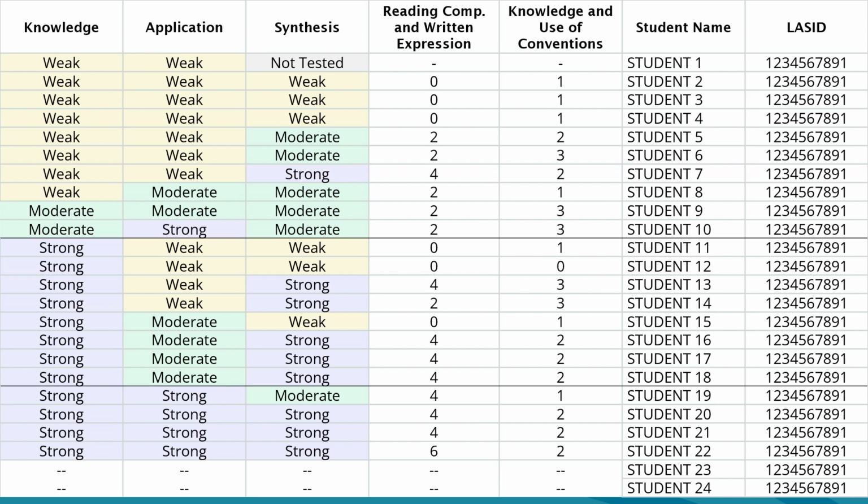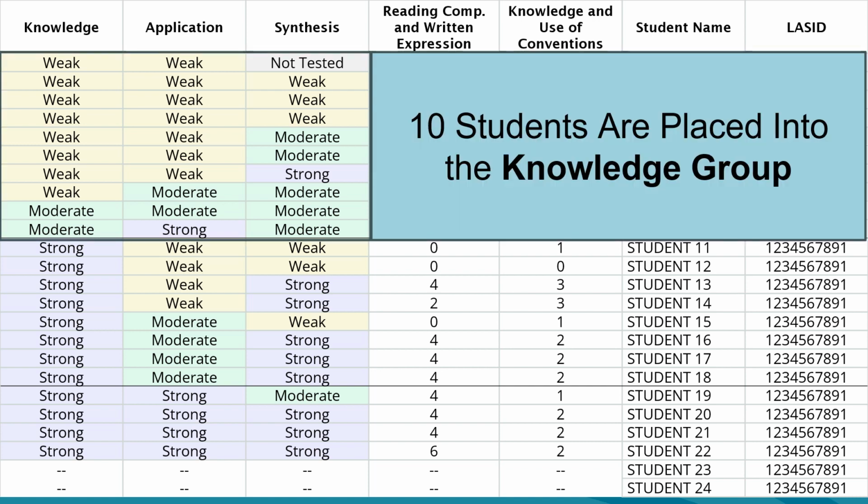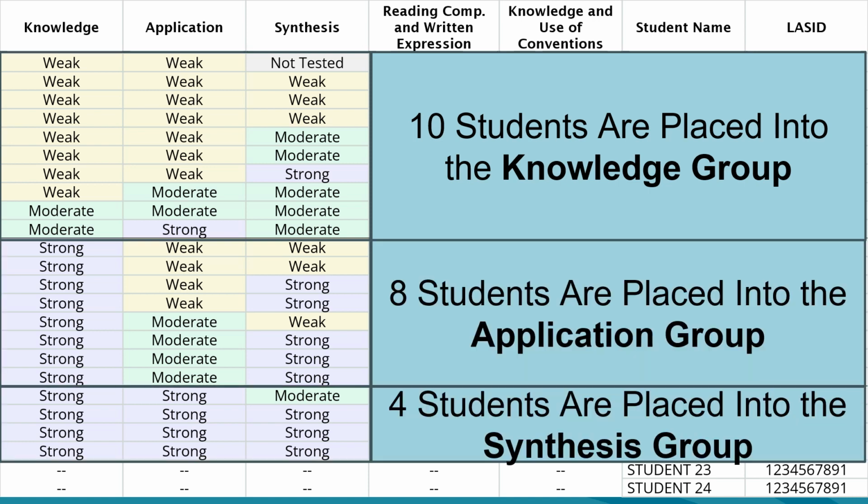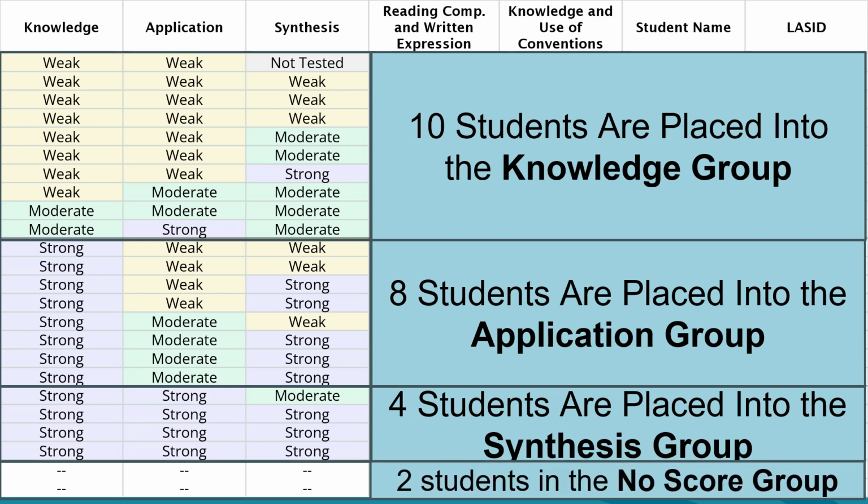The way the groupings on the prior slide worked is, for the students who had moderate or weak in knowledge, those 10 students are placed into the knowledge group. Similarly, for those students who were strong in knowledge but weak in application and moderate, those 8 students were placed in the application group, and finally the remaining students were placed in the synthesis group. Those who didn't have scores were placed in the no score group.